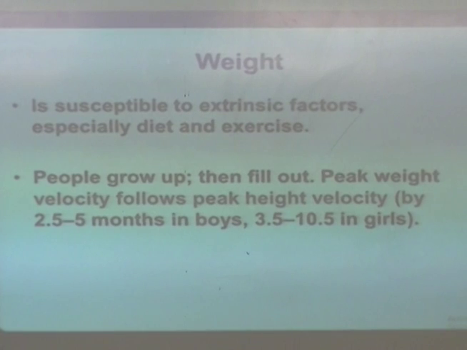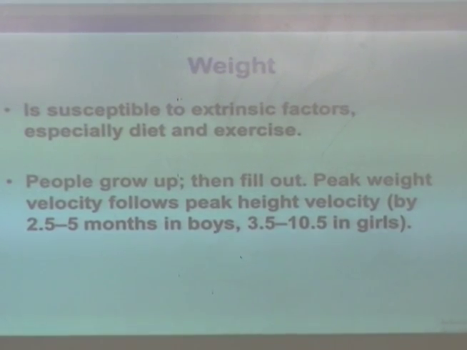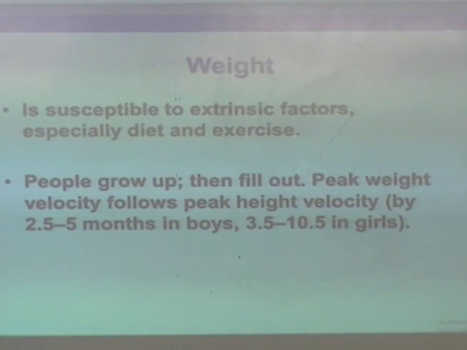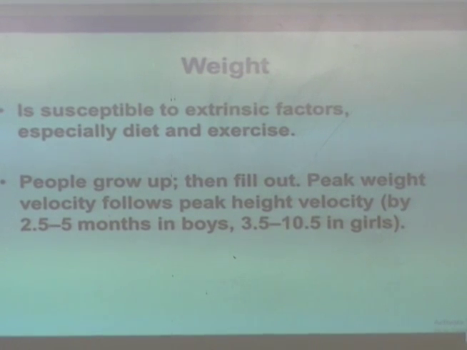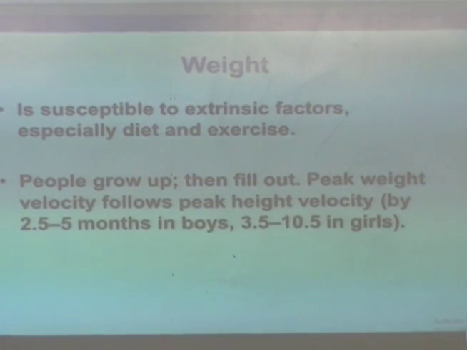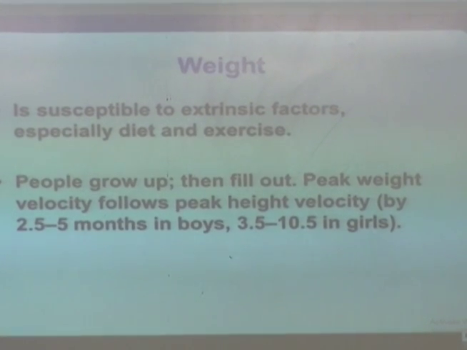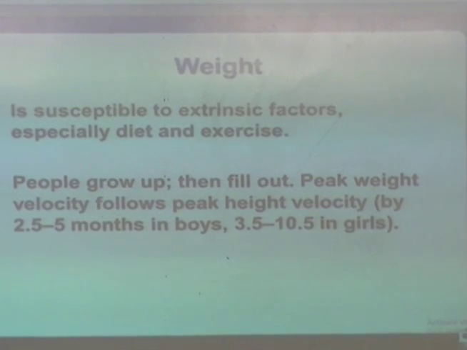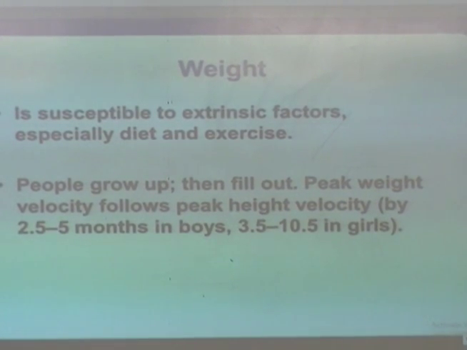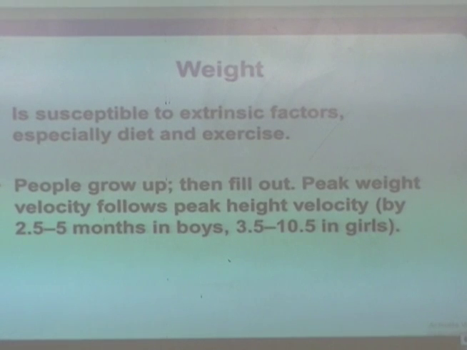Okay. What we see when we're looking at teenagers is that they grow up and then they fill out. Right? So their peak weight velocity follows their peak height velocity by a number of months, depending on whether it's a boy or a girl.